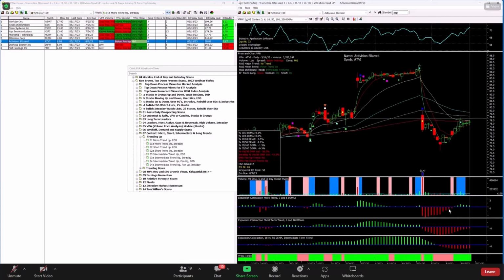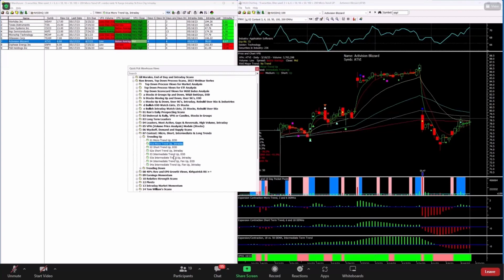But if you just want to use these charts or these scans here with the micro, the short, the intermediate, and intermediate trend with the fan up, I'm going to go through all these.